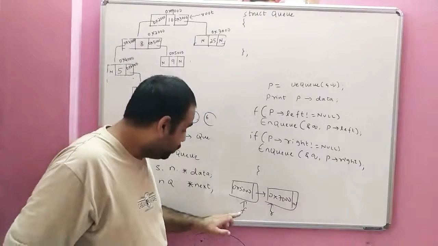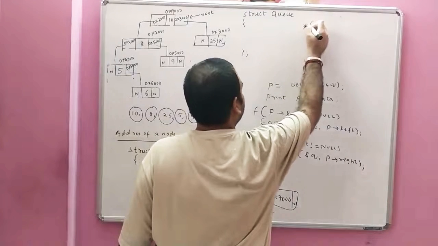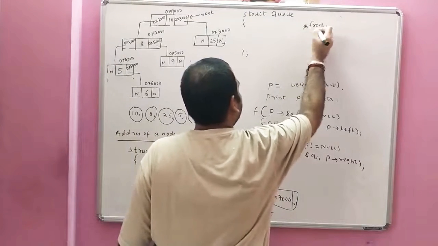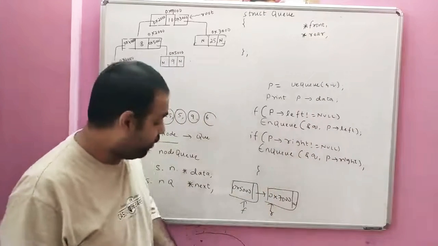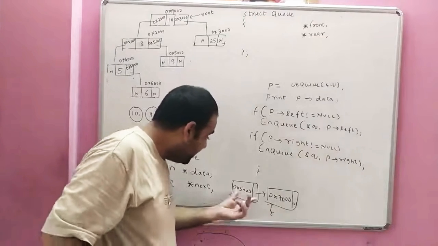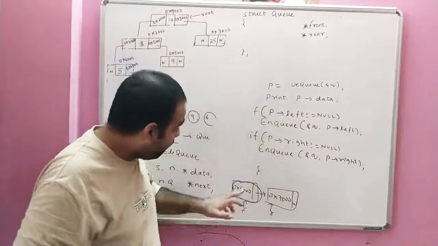That means I need two pointers. One is front and one is rear. Therefore, I write over here star front. And next one, what do I write over here? Star rear. I need two pointers. Now, this front is a pointer to this node. Agreed? Now, what is this node?